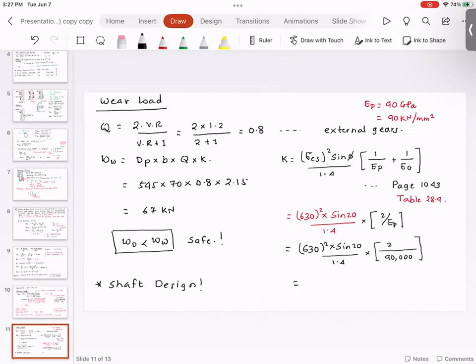And if you have not done it, just look and make sure that my equation is correct and you understand this process. So you have to go to table 28.9, use these values. Again, it's cast iron, so the Young's modulus is 90 gigapascals. I think I need to write this down. The material is cast iron.